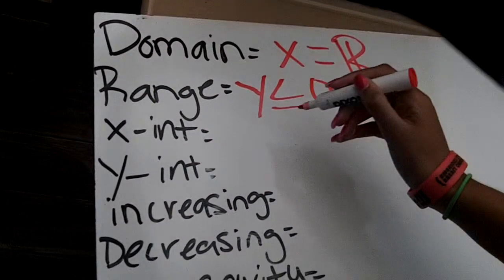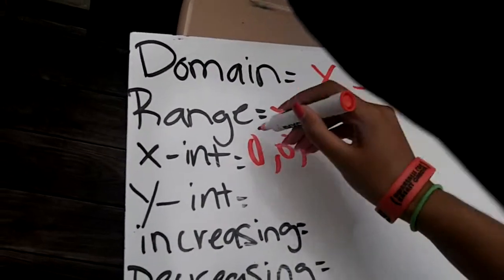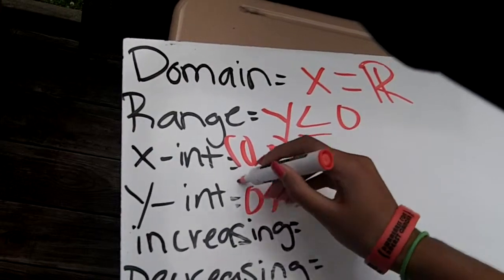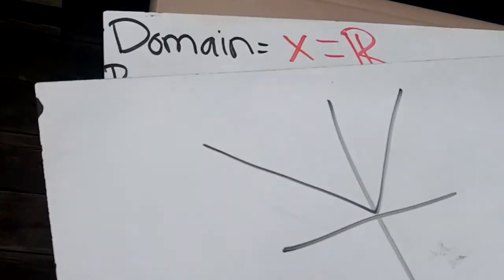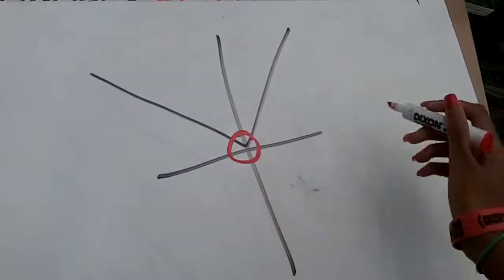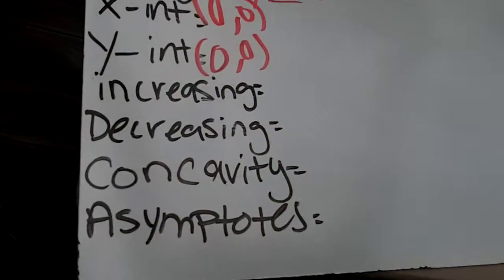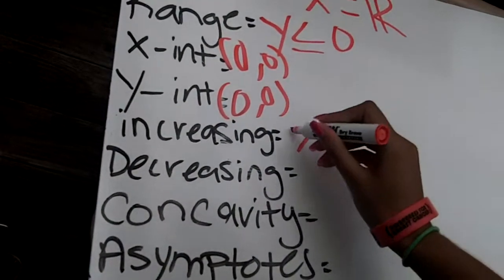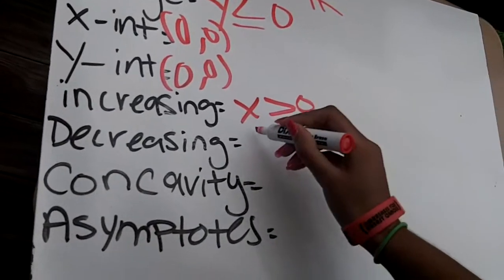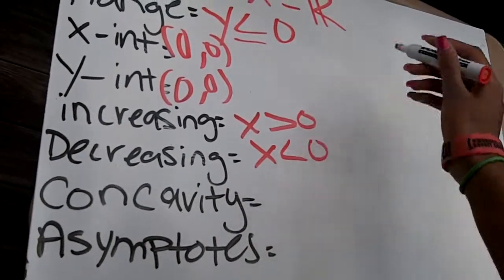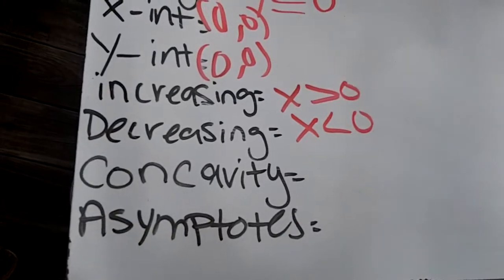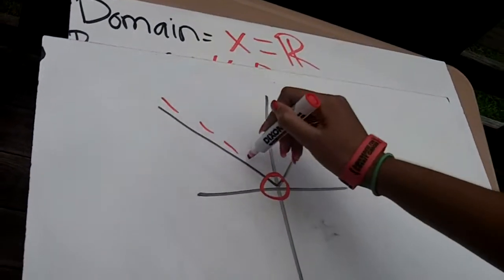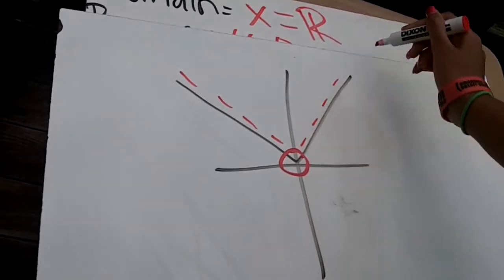The y and x intercepts are both 0, 0. And you can tell that because they both are right there. It's increasing by x is greater than 0, and it decreases by x is less than 0. And that's because it's decreasing to 0 and it's increasing from 0.